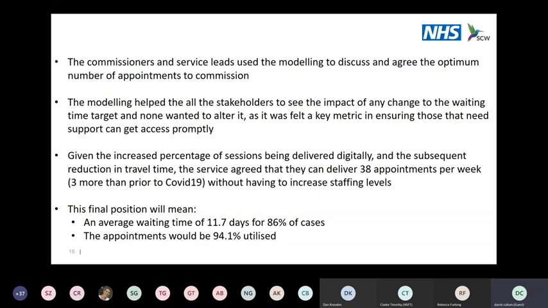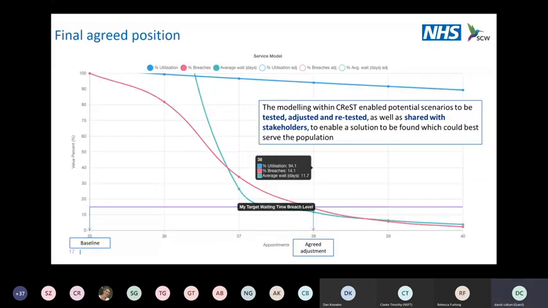So the final position would mean an average wait time. So they're going to keep the 85% threshold. This will mean an average wait, and they're going to keep 38 appointments. So an average wait time of 11.7 days, and the appointments will be 94.1% utilised. That's where it ended up.